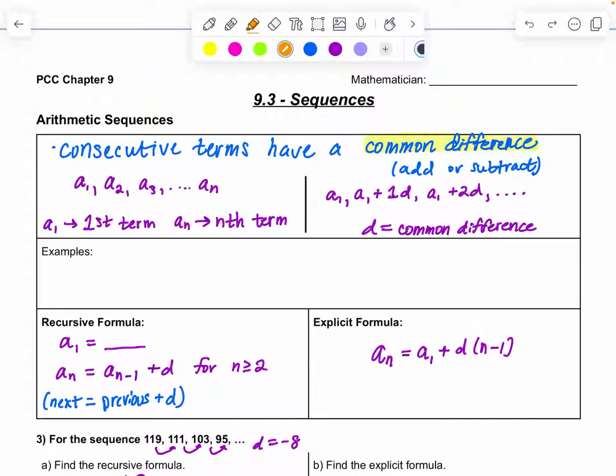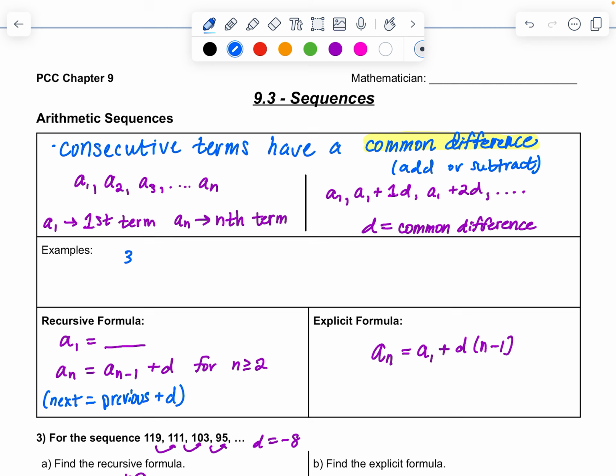We also could write an arithmetic sequence like this, where we have the first term, and then the first term plus one common difference, and then the first term plus two common differences, and d always represents common difference. So some quick examples of these, I feel like these are pretty simple.